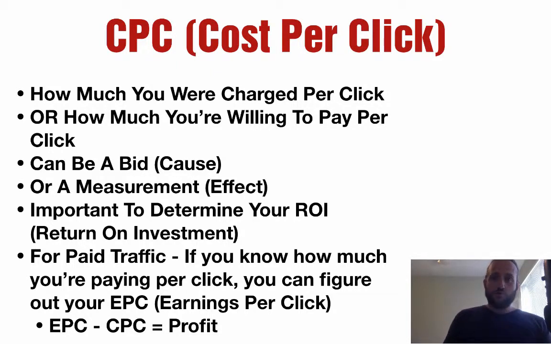It's very, very important to determine your ROI, your return on investment. So for paid traffic, if you know how much you're paying per click, then you can figure out your EPC, which is earnings per click, and EPC minus CPC equals your profit, or ROI, return on investment. So that's the basic math of paid traffic. So you've got to get that right. You've got to be paying less money than you're making. And one of the key metrics to figuring that out is your cost per click.